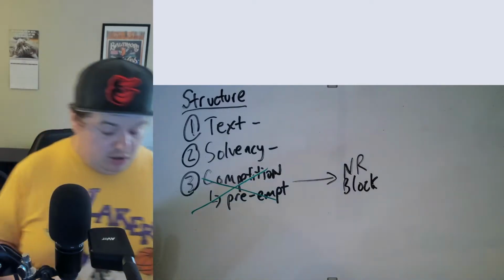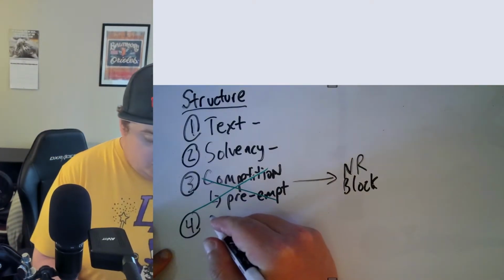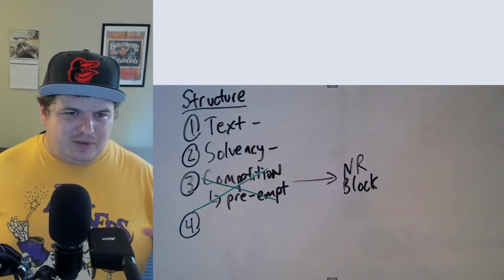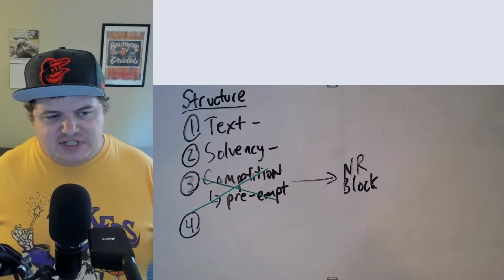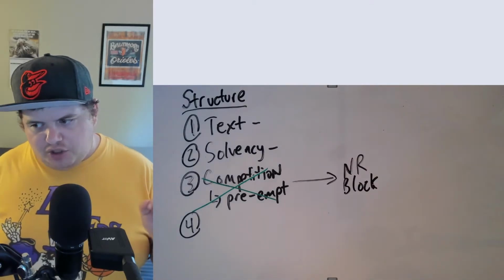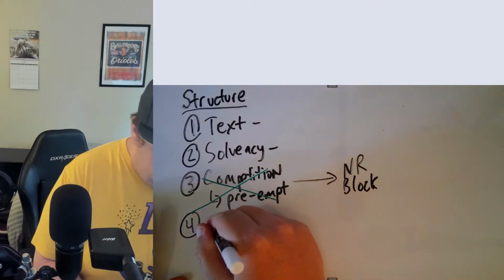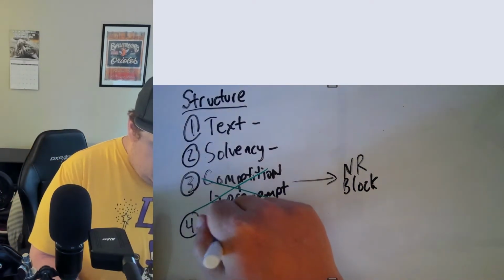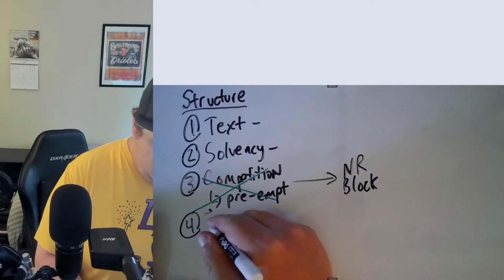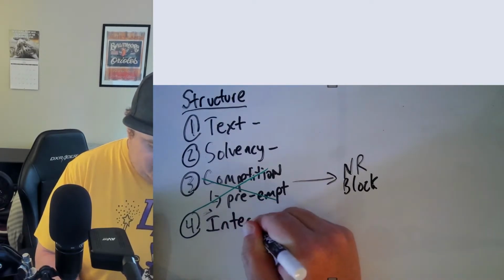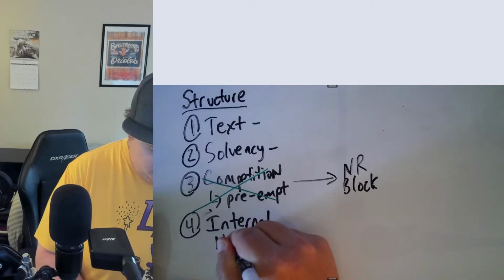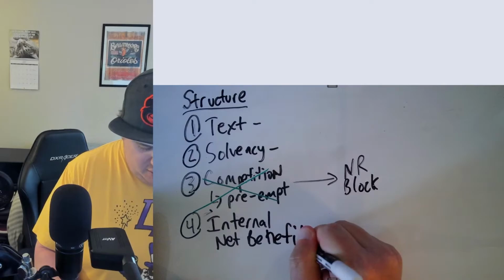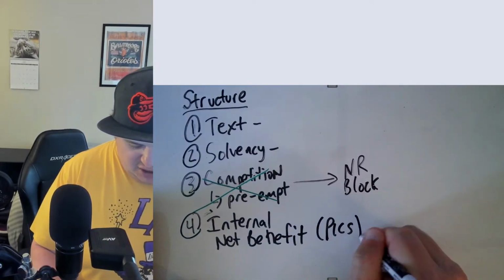The fourth structural component you still see, but it really depends on the counterplan and how strategic they are. I would say the most common instance in which you see this is with a pick. With a pick, you see, and it's not actually a pick, I'm going to put internal net benefit. You commonly see this in picks.